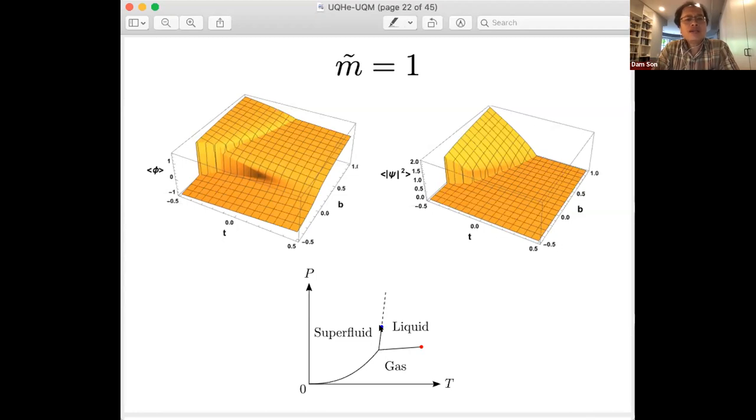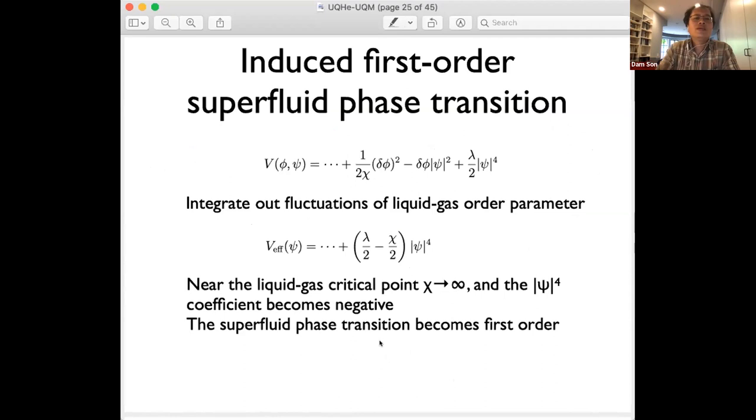One can try to explain the origin of that, why the system tried to develop a first order phase transition. The reason is the following. Let me show you why it is quite natural to expect. In the Landau theory, we have the U(1) order parameter characterized by psi square, psi to the fourth. So I write here the psi to the fourth term. But there is also a coupling between psi square and the fluctuation of the liquid gas order parameter, which is here delta phi, the fluctuation of the density.